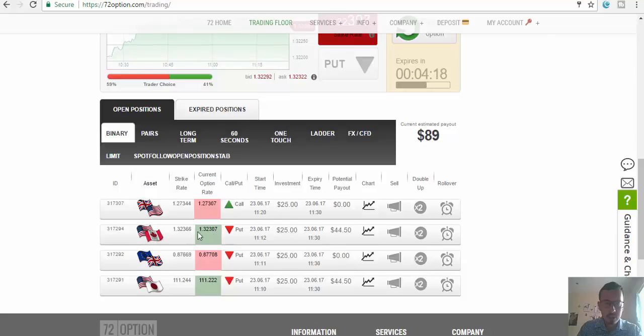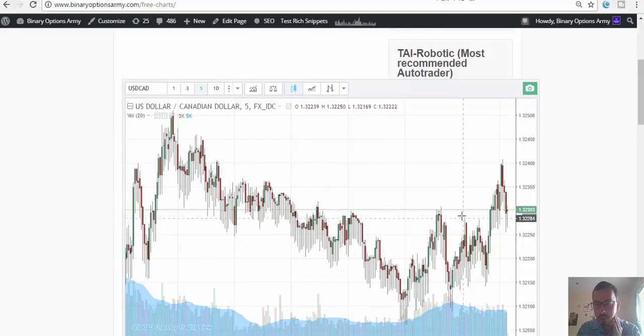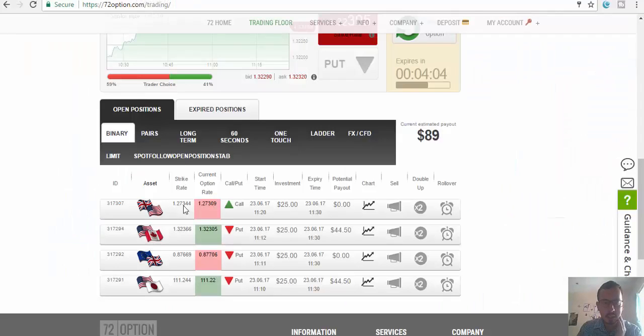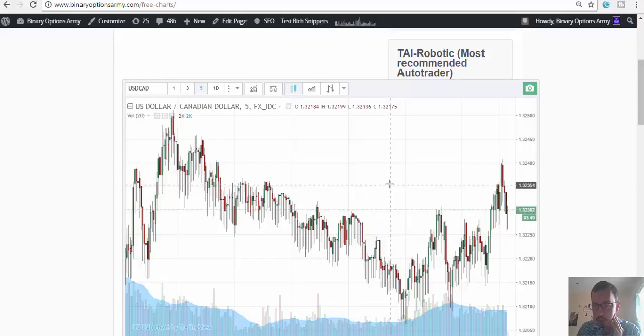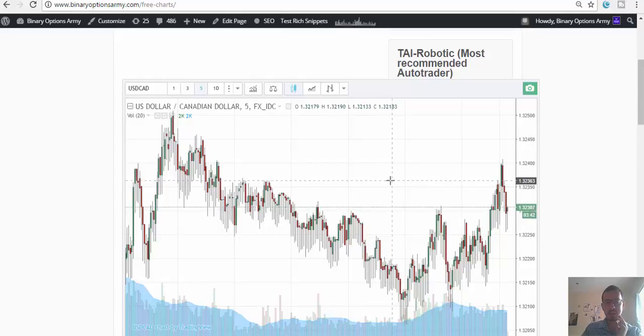Okay, so the strike rate is 1.32366. So it placed at 1.32366. Let's just analyze it. Okay, 32366 was up here. Nice. So it was here, and we want to see why it placed such a trade.